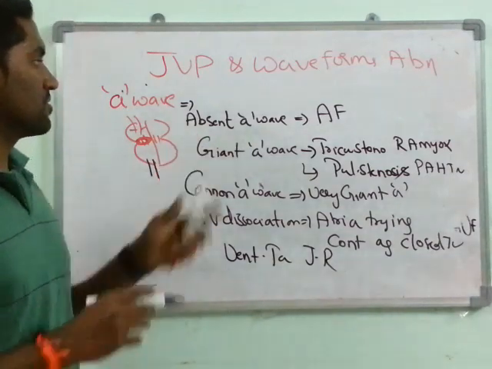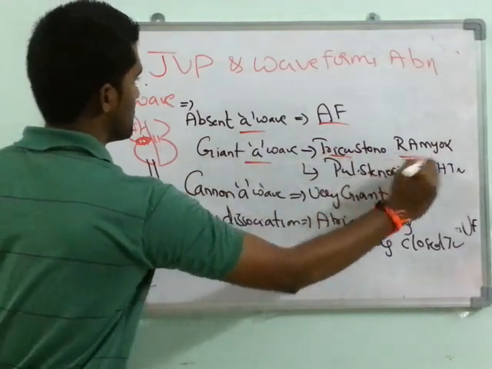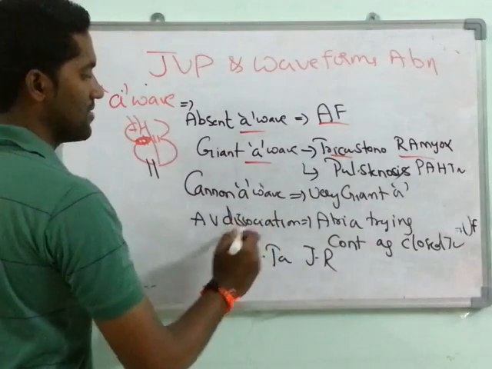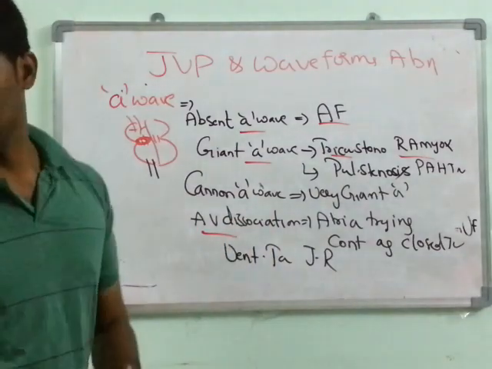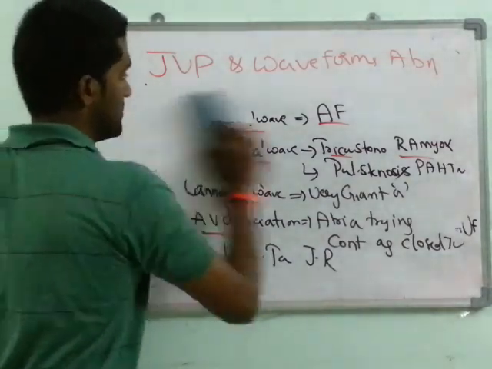So to remember: absent A wave, remember in AF. Giant A wave: tricuspid stenosis, right atrial myxoma, pulmonary stenosis, pulmonary arterial hypertension. Cannon A waves: AV dissociation, atria trying to contract against closed tricuspid valve.